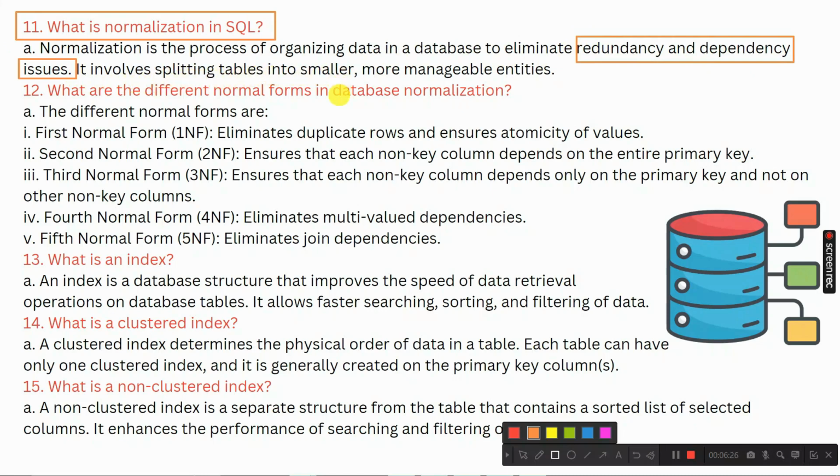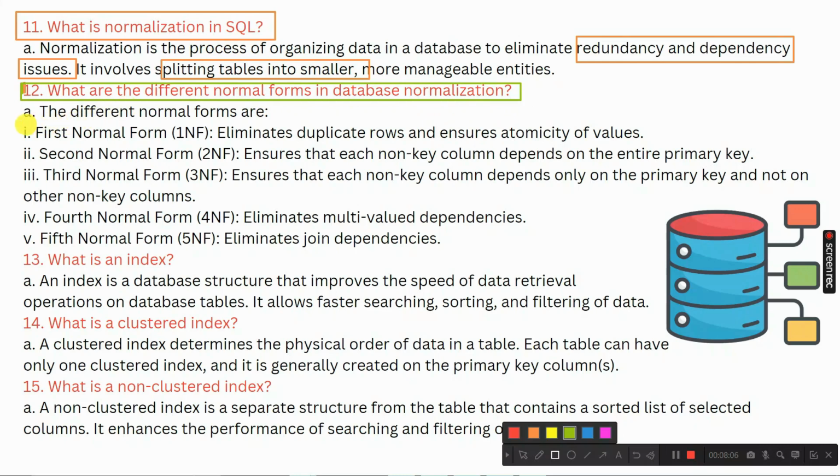So in short, you can say normalization is a process by the help of which we can eliminate the redundancy and dependency issues. And apart from that, by the help of this normalization concept, we can split our bigger table into smaller ones. Okay, this is the main reason why we are using normalization in SQL. Okay, then the next question is, what are the different normal forms in database normalization?